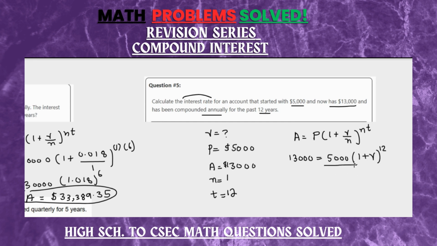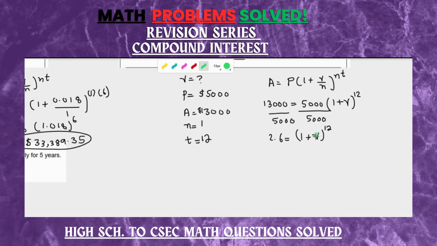So then you have to divide both of these by 5,000. You know these simple calculations. These are very simple, right? So 13,000 divided by 5,000 is what? You have to use a calculator here. So it becomes 2.6 when I use my calculator. 2.6 equals (1 plus R) to the power of 12, right? So you can solve it here.